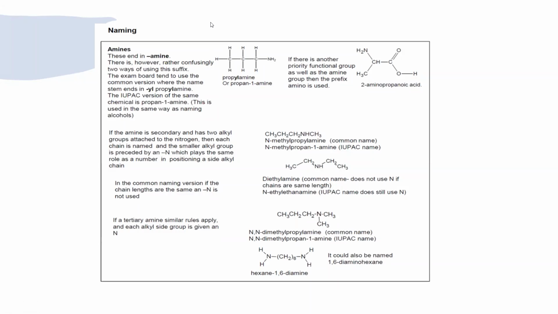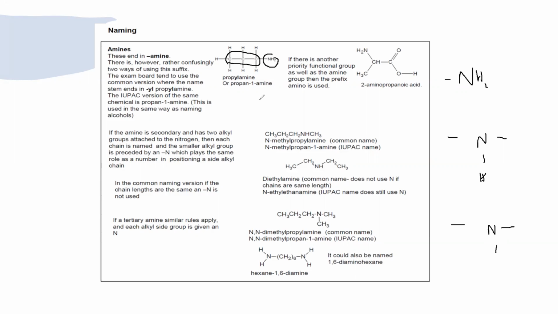Naming of the amines. So amine group, basically when NH2 is attached to a carbon chain, or NH is attached to two carbon chains, or only N is attached to three carbon chains, we call that amines. So for example, you can see the first one, three carbons are there in the chain and attached to an NH2 group.